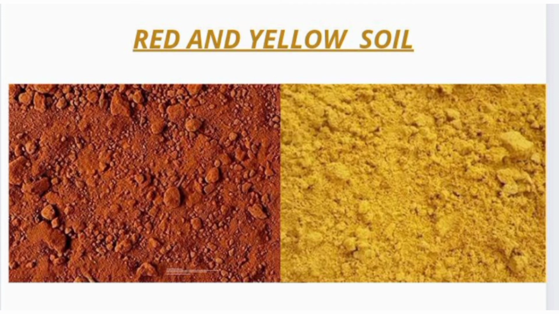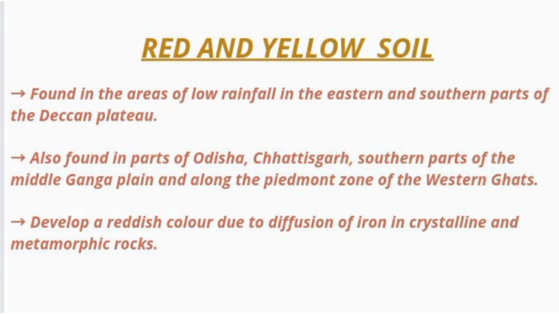Red and yellow soil. Found in the areas of low rainfall in the eastern and southern part of the Deccan Plateau. Also found in parts of Odisha, Chhattisgarh, southern parts of the Middle Ganga Plain and along the Piedmont zone of the Western Ghats. Develops a reddish color due to diffusion of iron in crystalline and metamorphic rocks.